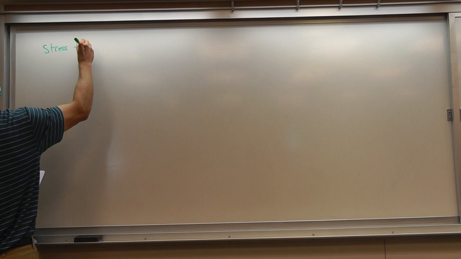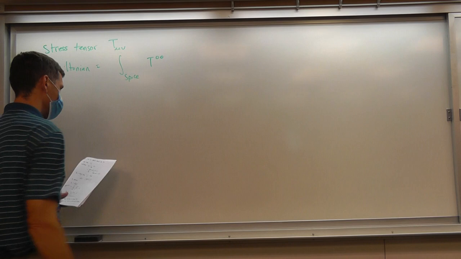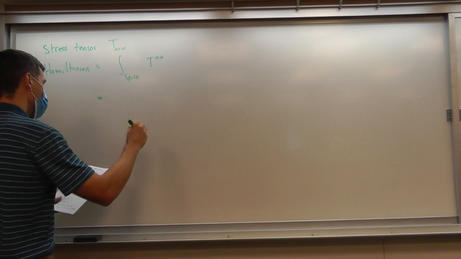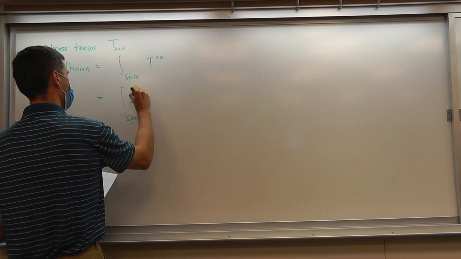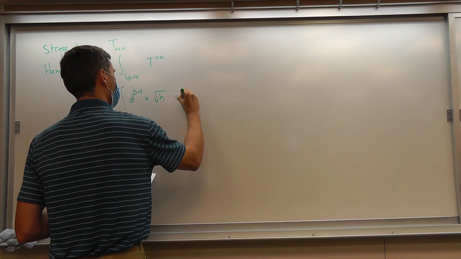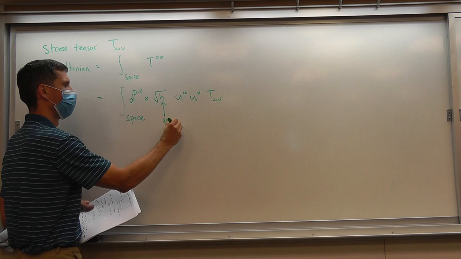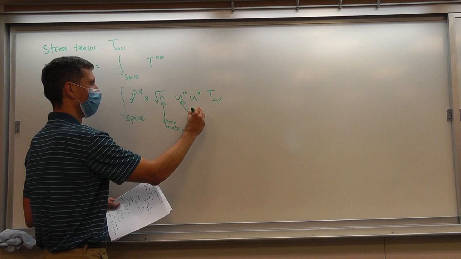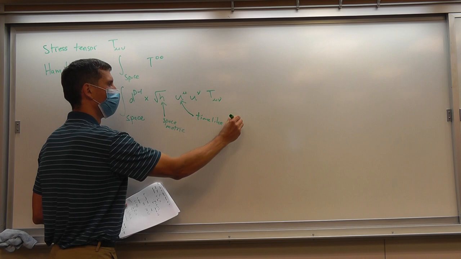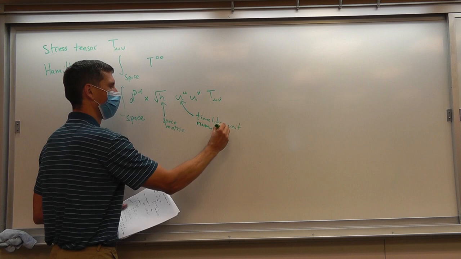So we have a stress tensor T mu nu. The Hamiltonian is the energy, which is the integral over space of the energy density T 0 0. A more covariant way of writing that is the integral over space d^(d-1)x square root of h u mu u nu T mu nu, where h is the space metric and u here is the timelike unit normal, that is t hat or dt.